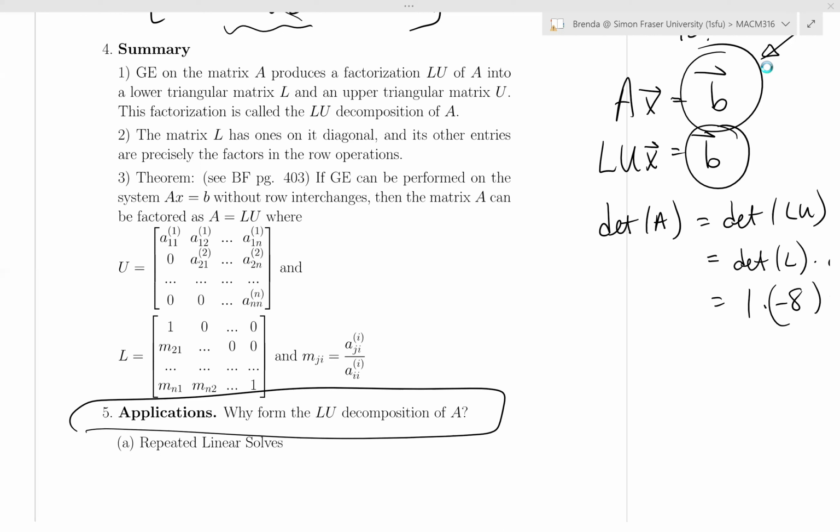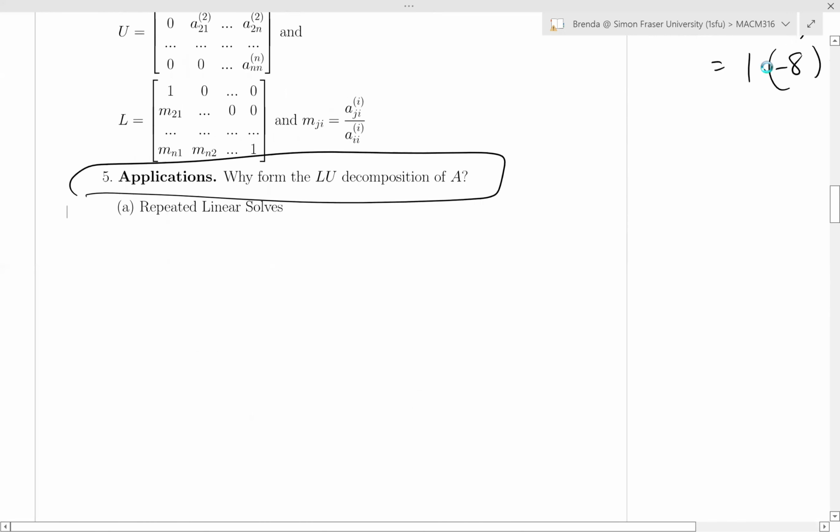We went through this whole procedure, and by doing this, we were able to factor a matrix A into L and U, where L was lower triangular and U is upper triangular. And we had a very good question at the end here from the front, which is, why are we doing this? And we sort of answered that a little bit, but we're just going to say a little bit more about that. So why form the LU decomposition?